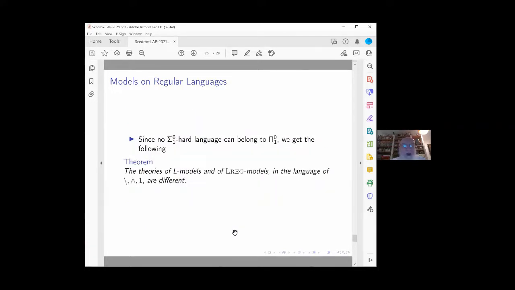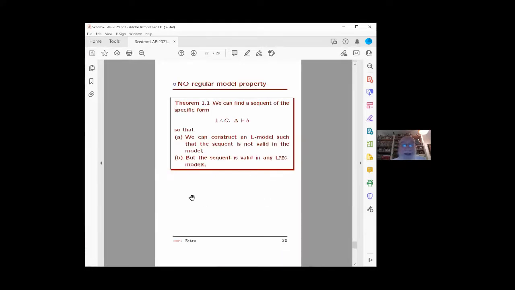Now, since no Sigma 0 1 hard language can belong to Pi 0 1, we get the following wonderful theorem: the theories of L models and of L regular models in this fragment are different. In fact, from our proofs, we can extract a stronger version. We actually find a sequent of a specific form such that A, we can construct an L model in which the sequent is not valid, and B, the sequent is valid in all regular models. I think I was able to finish on time, so I thank you very much for your attention.